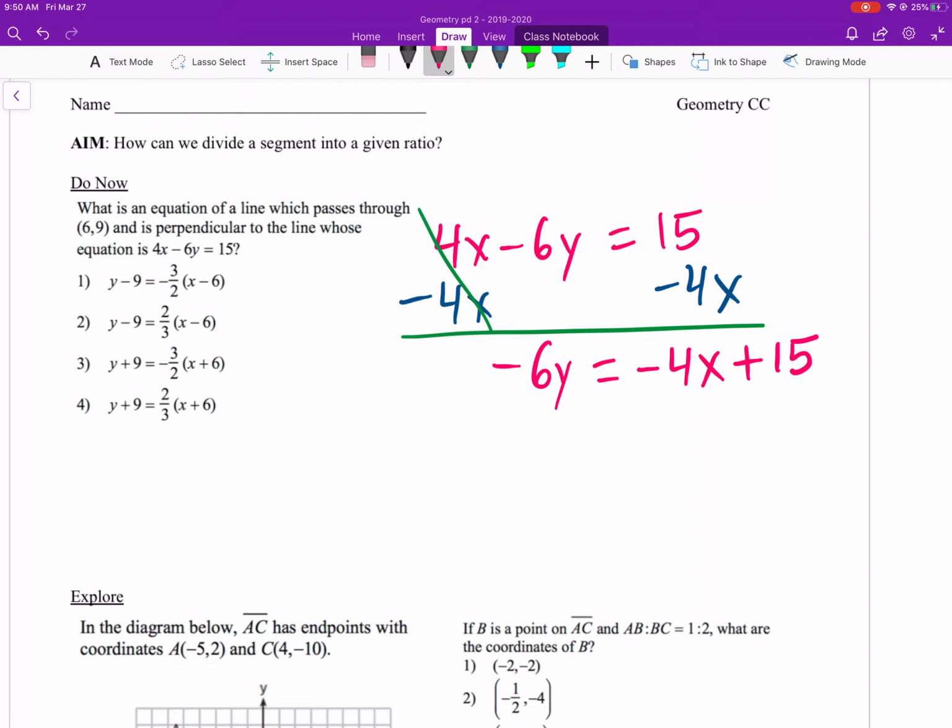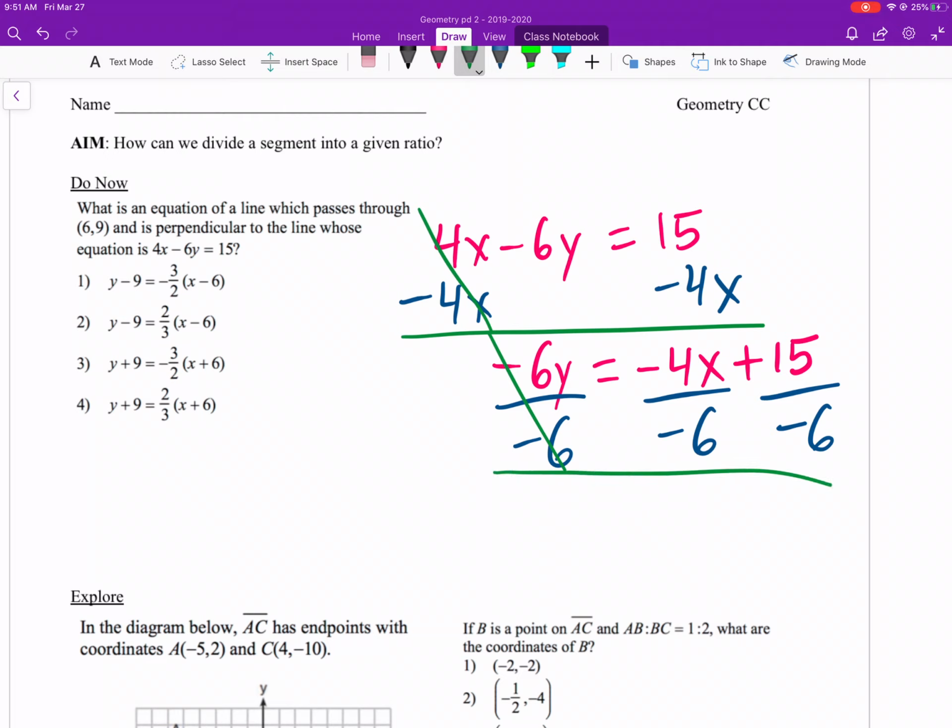And now we'll divide by that negative 6 in front of the y there. Okay, and I think this is where some of us struggled with the Delta Math assignment, because simplifying from here is a little tricky if you're not careful with your signs and your fractions and all that. But negative 6 over negative 6, that will cancel out. And we're left with y is equal to negative 4 over negative 6.